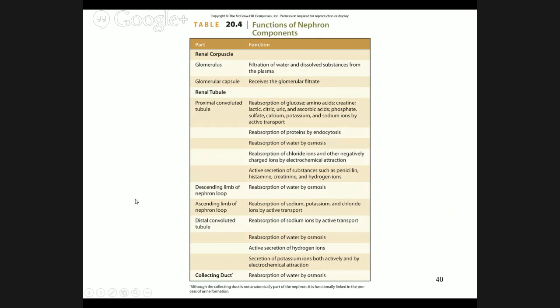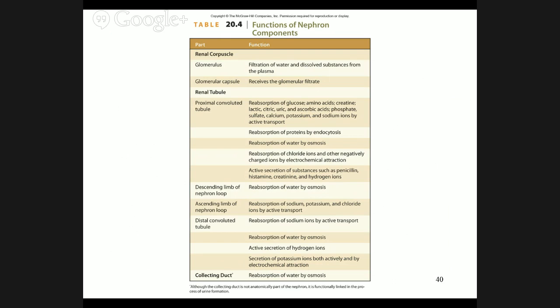So here's a chart of the function of the nephron components. Glomerulus filters water and dissolved substances from the plasma. The capsule receives a filtrate. The renal tubule reabsorbs glucose, amino acids, creatine, lactic acids, and ions. It reabsorbs proteins by endocytosis. Reabsorbs water by osmosis. Reabsorbs chloride ions and other negatively charged ions by electrochemical attraction. And then there's active secretion of substances such as penicillin, histamine, creatinine, and hydrogen ions.